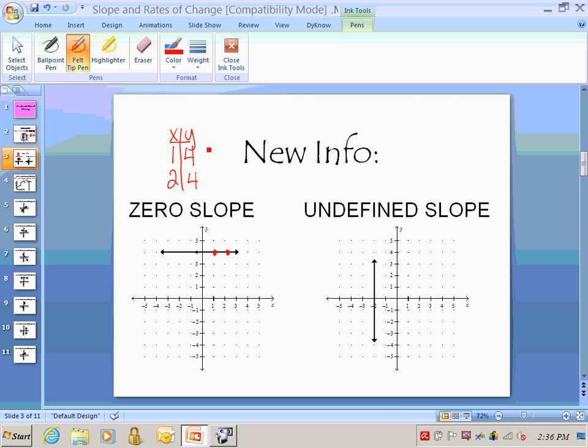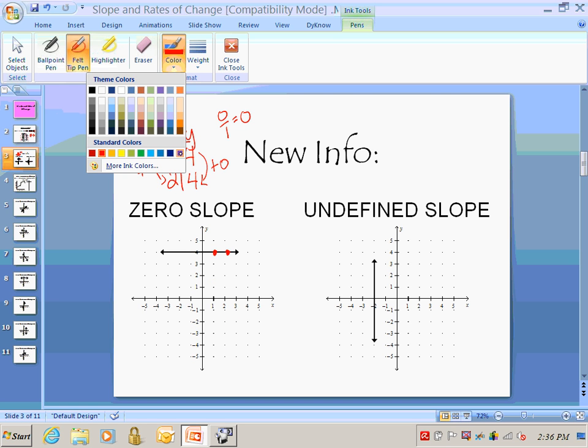When we're figuring out rates of change, 4 to 4, I'm going up 0. And from 1 to 2, I'm going up 1. So when we do the y over x, I have 0 over 1. 0 over any number is going to be 0. So it has a 0 slope. So if we have a horizontal line like this, the slope we're going to say is 0. So this has a 0 slope.